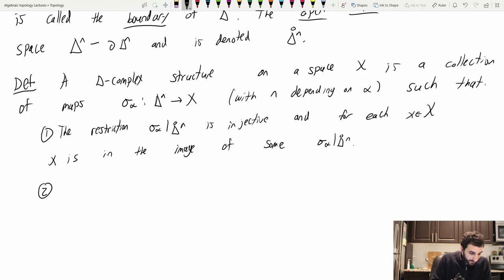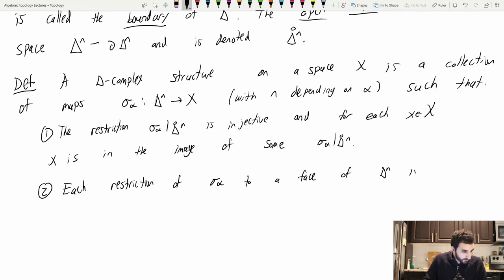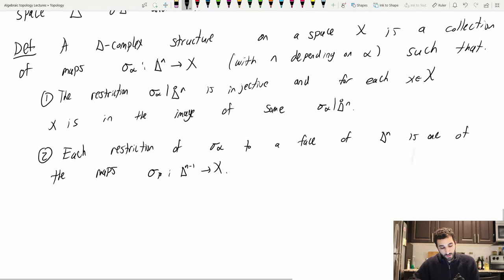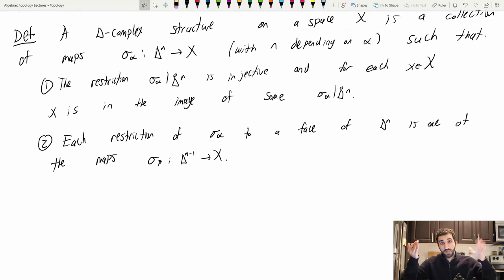Finally, or next, each restriction of sigma alpha to a face of an n simplex is one of the maps sigma beta from an n minus 1 simplex into X. So the boundary of an n simplex is broken up into all these n minus 1 simplices, and I want that to be one of my maps of an n minus 1 simplex. It's some sort of compatibility condition.